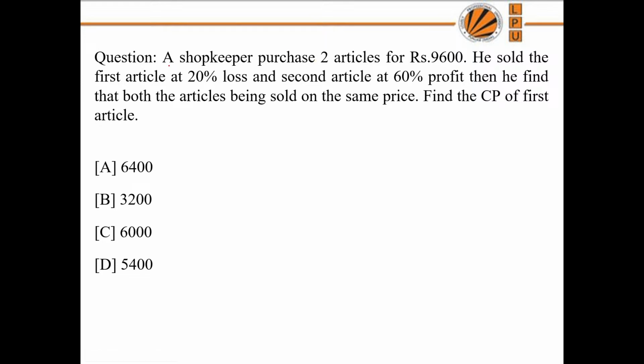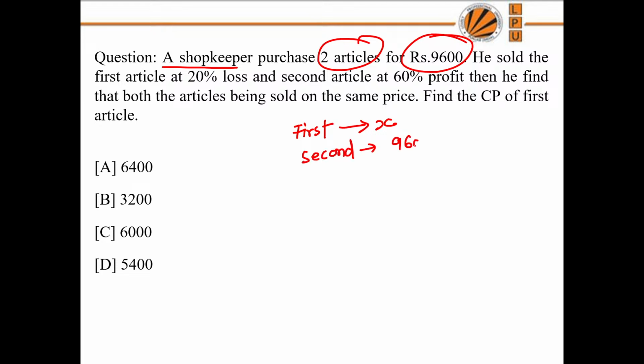Now see it. A shopkeeper purchased two articles for 9600. It does not mean that 4800 belongs to one and 4800 belongs to the other. We don't know the actual price of those two articles, but we know that both cost us 9600. Let's say the first article cost us X. So the price of the second article for us would be 9600 minus X.